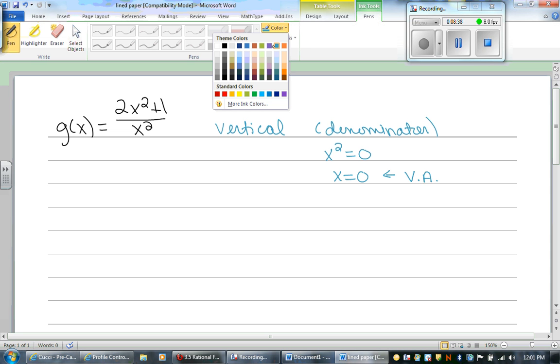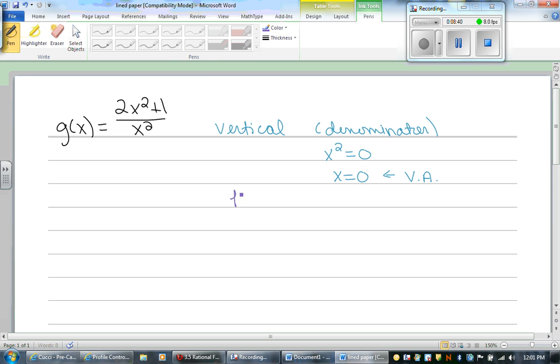To look for the horizontal, we want to look at the degree in the numerator and the degree in the denominator. And since the degrees are the same, we can say that it's the ratio of the leading coefficients. So we have a horizontal asymptote at 2 over 1, which is the same thing as 2. Okay, so right there we've gained a lot of important information. So what we're going to want to do is take that information and put it onto a graph.